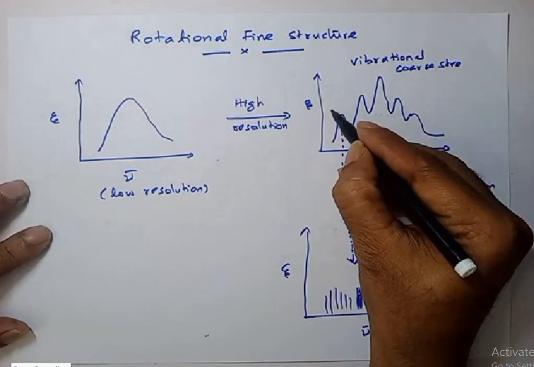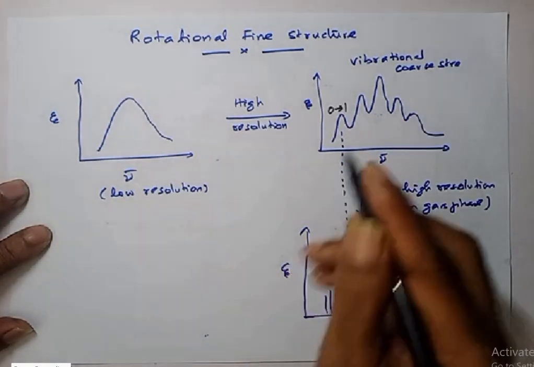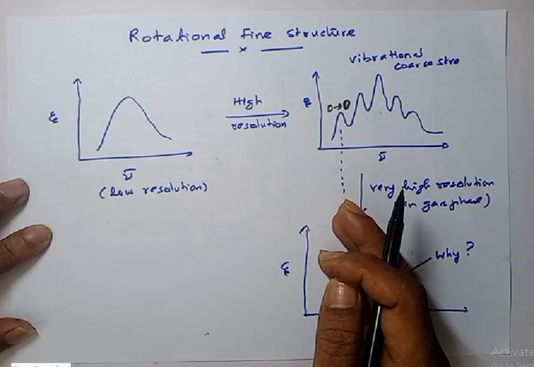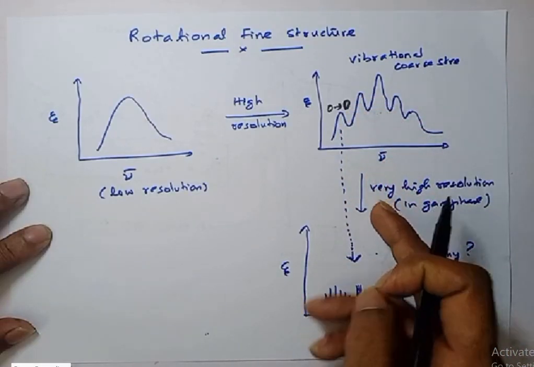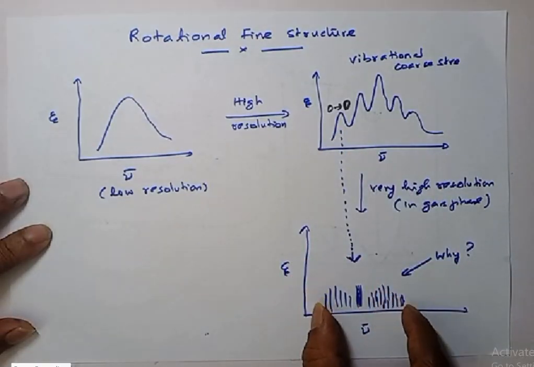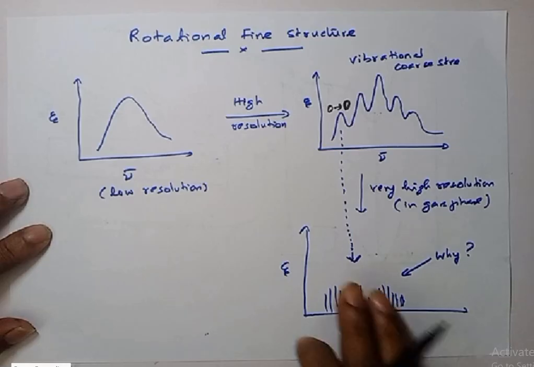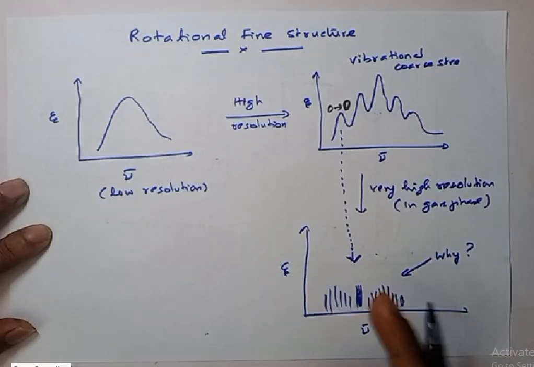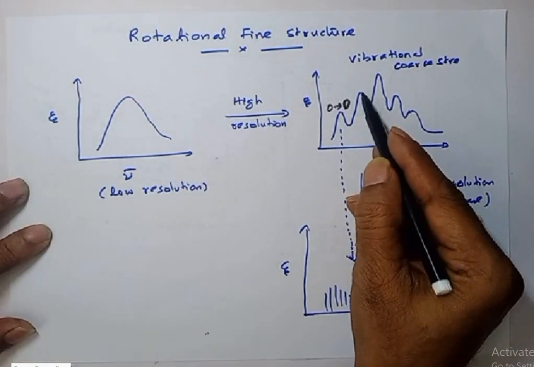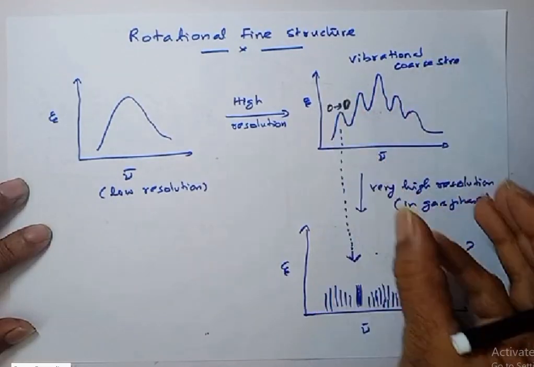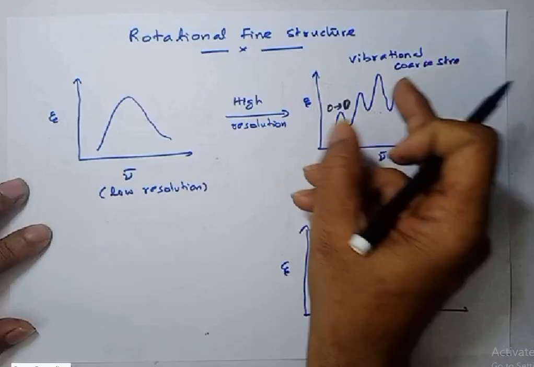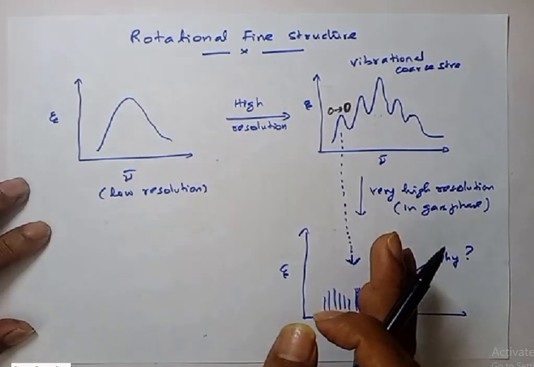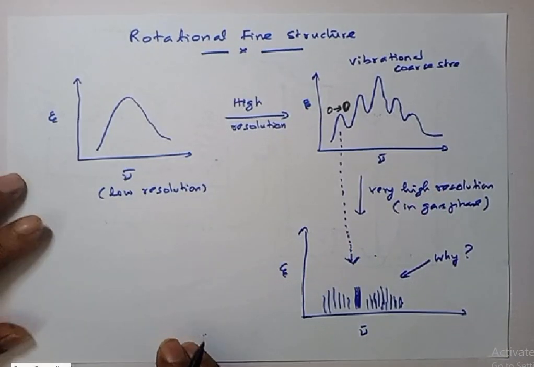Suppose I take this particular vibrational transition, the 0 to 0 transition. It will normally appear as a peak in low resolution. But if you take the same spectrum in the gas phase with high resolution, the peak appears as many lines. We get a bunch of lines. Now we need to explain the reason for getting these lines. Similarly, 0 to 1 consists of a bunch of lines, and 0 to 2 consists of a bunch of lines. So each peak in the vibrational coarse structure consists of a bunch of lines in the high resolution spectrum of the gas phase molecule. Is this clear to all?